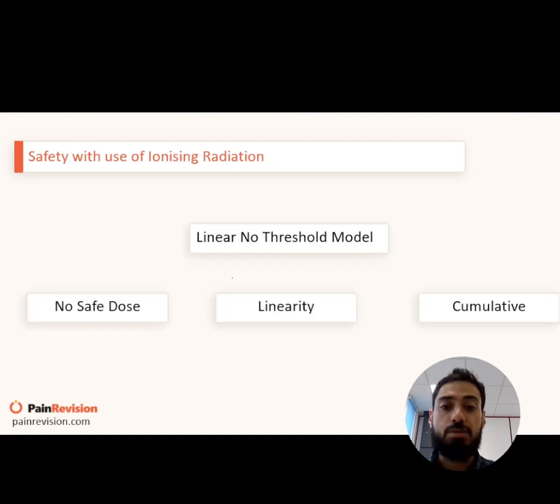And it basically has three principles. One is no safe dose, which I've just mentioned. The second is linearity, which means that if I double the dose of radiation, I get double the effects. If I halve the dose of radiation, I get half the effects, or a 50% reduction of dangers of radiation. And the final one is that it is cumulative. Repeated exposure accumulates the danger and the injury to cells. So you don't have an X-ray and then it resets to zero when you have another X-ray a week down the line. It's a cumulative effect.